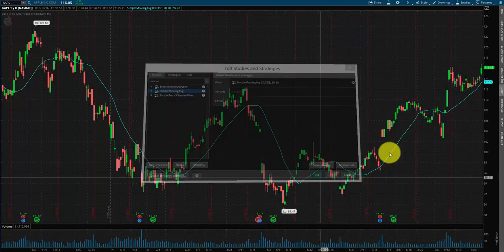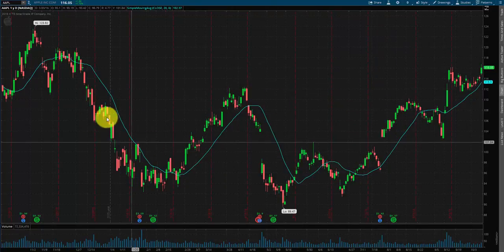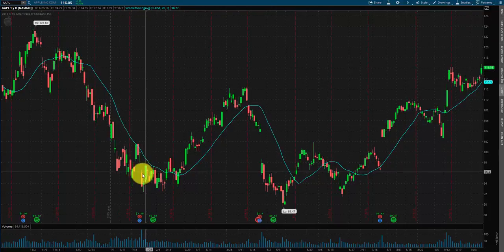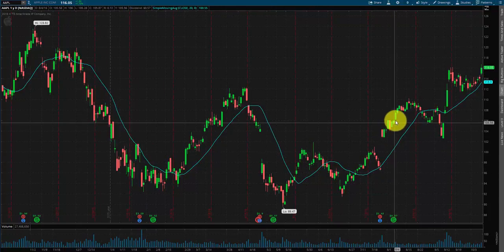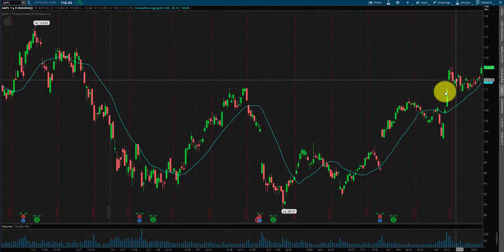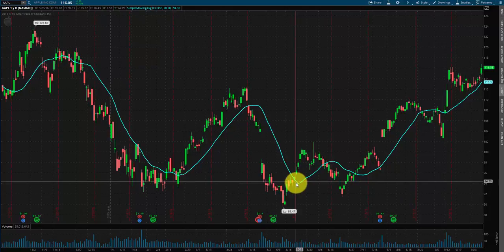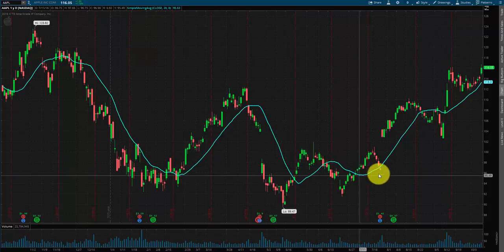Okay, apply it. And here you can see that just with the 20 SMA, you can get a good feel of what the overall trend is for the past 20 periods without dealing with all this crazy chop. As you can see, Apple's been trending higher since these lows over here: trended higher, dropped lower, trended higher.